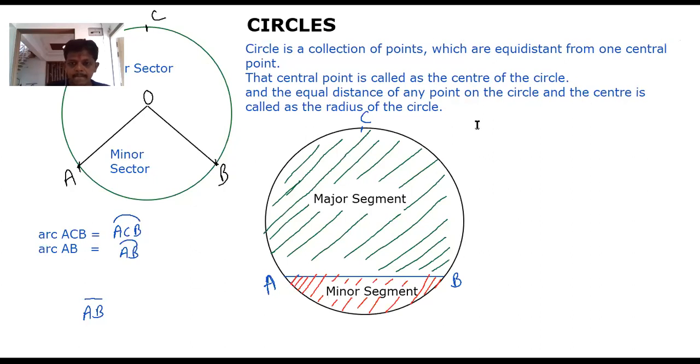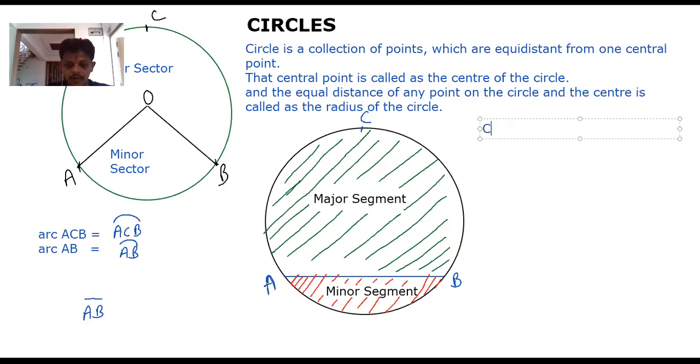Draw this major and minor segment figure somewhere, and draw a freehand figure with the pen itself. Don't waste time. We have to write all these definitions. Just write down all these things first. It is called as radius of the circle.